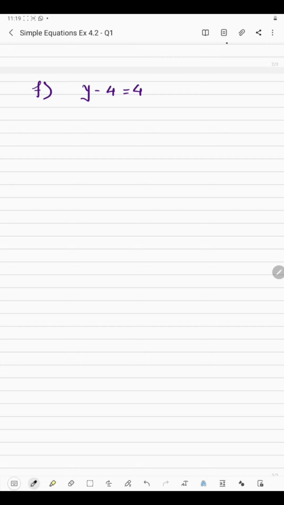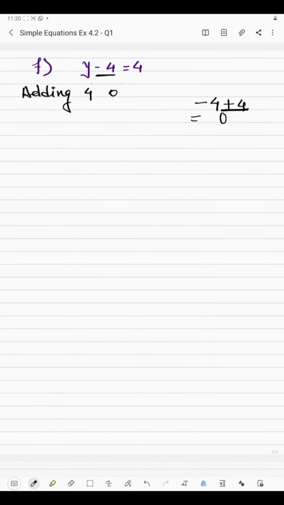Now in the next part we have y minus 4 is equal to 4. So here again we will have to remove this. If you have minus 4, then what should we take to get 0? We will have to take plus 4 because plus minus minus, so 4 minus 4 is 0. So if you take 4 on the left hand side, then we will have to take 4 on the right hand side also. So we'll write adding 4 on both sides.